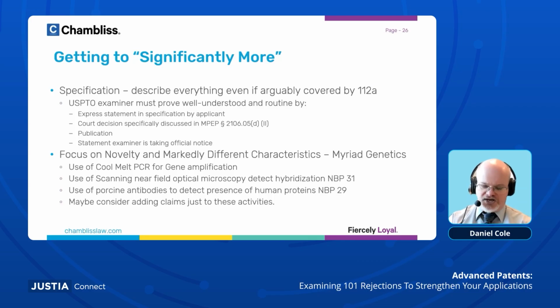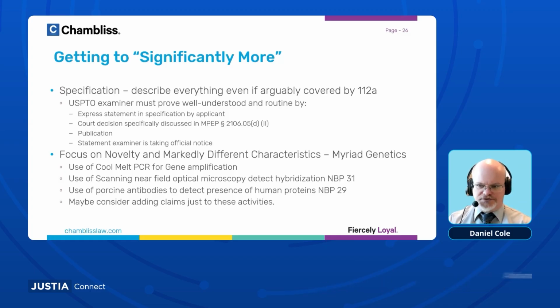All right, so that's what's not significantly more. How do you get to significantly more? Your specification, especially if you're doing biology, describe everything. Even if it's arguably covered by 112(a), even if what you've got is routine and well understood, don't act like it is. If you don't say it's well routine or understood, the examiner has to prove that it is by an express statement in the specification by the applicant. If you say it's well routine and understood, the patent office is going to take you at your word.